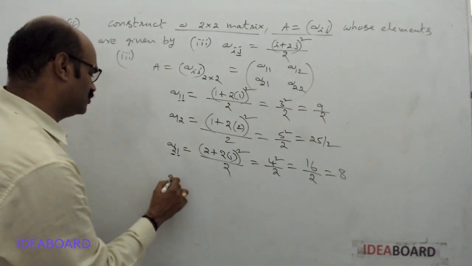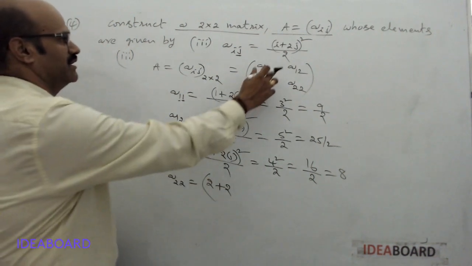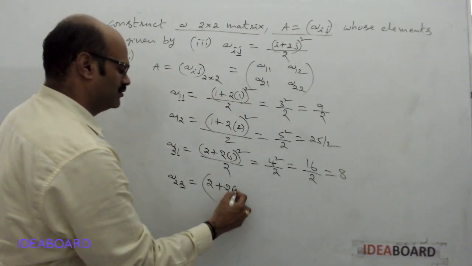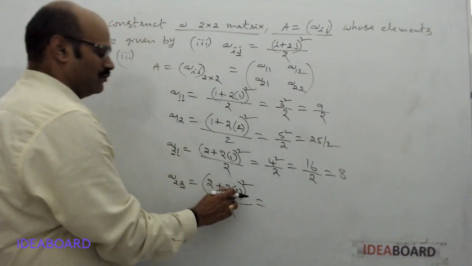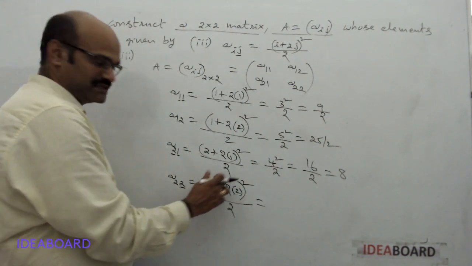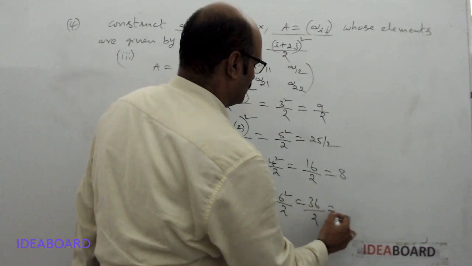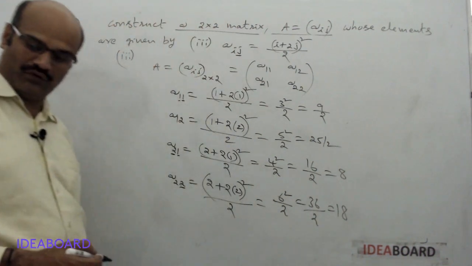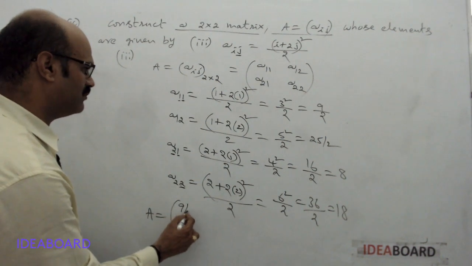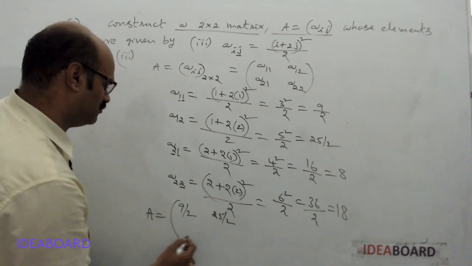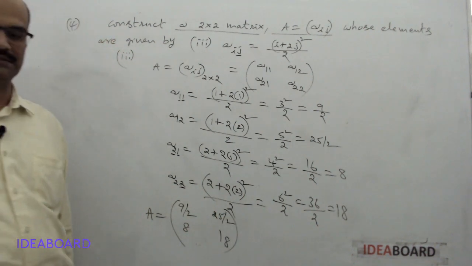Now A22 equal to i plus 2 into j. j equal to, here we are having 2 into 2 whole square by 2 equal to 2 into 2, 4, 4 plus 2, 6, 6 square by 2 equal to 36 by 2 equal to 18. Therefore, the required matrix A equal to, we have 9 by 2, 25 by 2, 8, 18. This is the required matrix.